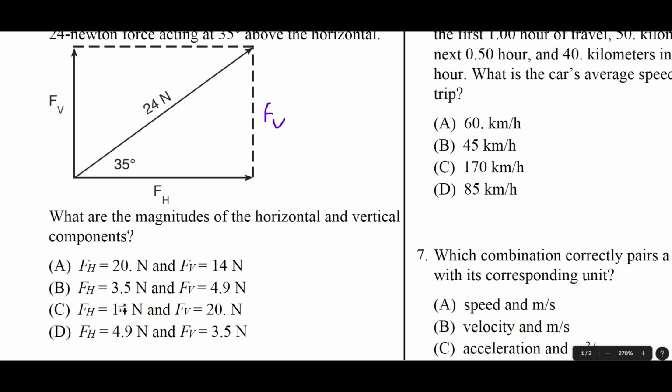So if we actually look down here, that would get rid of choices B and D, because the sum of those two numbers would not be bigger than 24, leaving us with only choices A and C. And then from there, we can also use the 35 degrees to very quickly tell whether this object should be pointed more horizontally or more vertically.